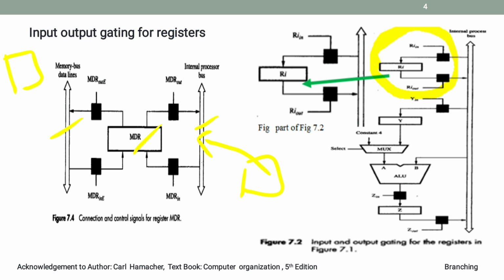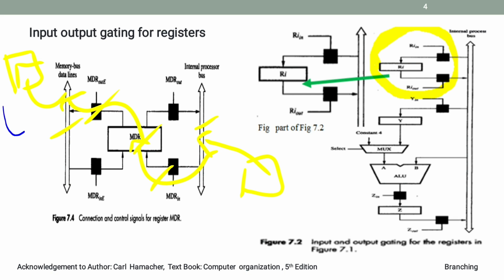Then the data from the internal processor bus is going to be stored in MDR by giving the MDR in control signal. Then this data goes to MDR. Then the MDR out E signal is given. Then that data is passed on to the external memory data lines. From here it is sent to memory. So this is a memory write operation done from the processor.